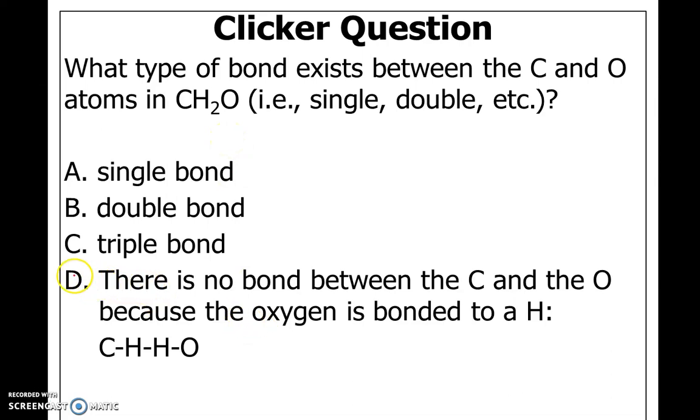So, looking at D, it says there is no bond between carbon and oxygen because the oxygen is bonded to the hydrogen. Notice hydrogen has 2 bonds associated with it. Hydrogen never double bonds. There are no 2 bonds for hydrogen. So you can already say D is not the answer.